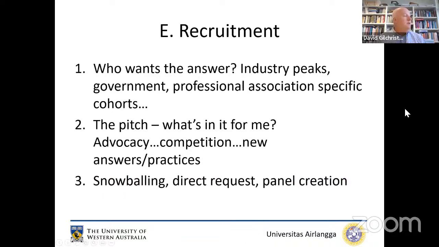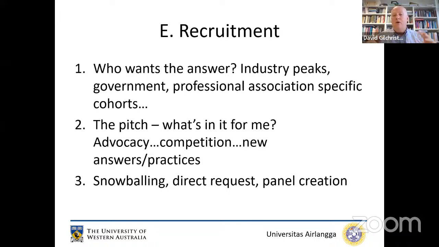The other way we do this is through snowballing, direct request, or what we call panel creation. Snowballing, as you probably know, is the process where I send you an email to invite you to do something, but I also ask you to send your email onto your contacts and their contacts and so on to try and get as many people as possible. Typically, we use snowballing when we're concerned about those participants being able to answer a survey, a quant process.